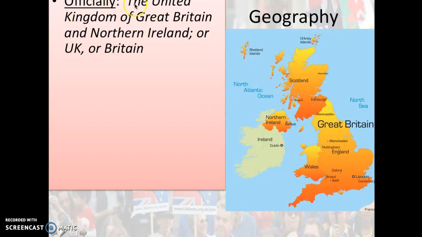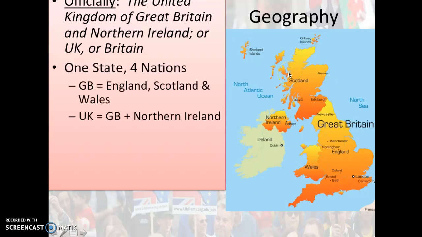That says officially the United Kingdom of Great Britain and Northern Ireland, or UK or Britain, but it's going to include England, Wales, Scotland, which is the northern part of the Great Britain island, and the top part of the Ireland island, which is Northern Ireland. So all of this together is going to be the UK. It is unique in the fact that it is one state, meaning it is one country with sovereignty over these different geographical locations.